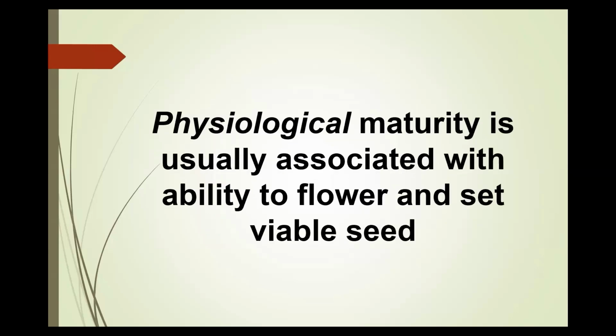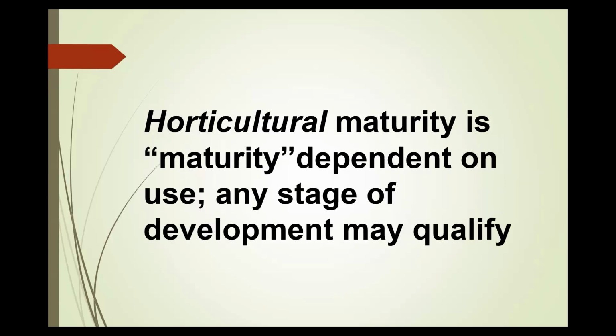Physiological maturity is usually associated with the ability of a plant to flower and set viable seed. In contrast, horticultural maturity is the maturity of a plant part dependent on its use. Any stage of development of the plant may qualify.